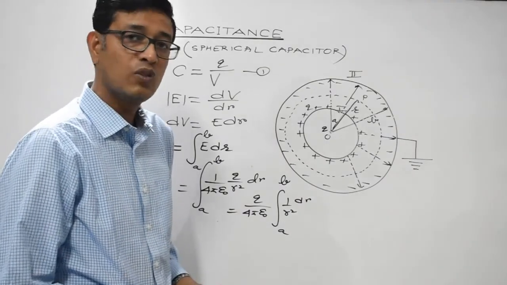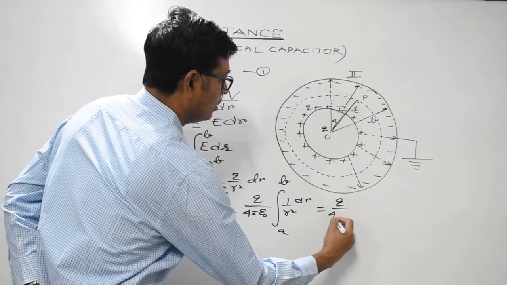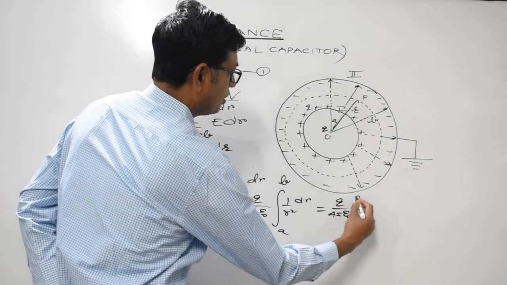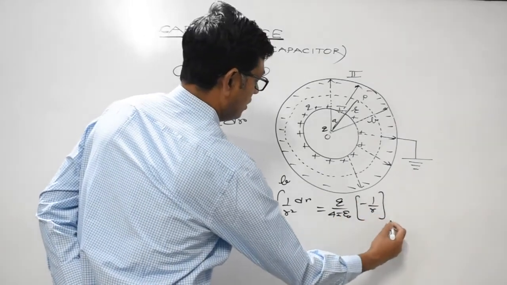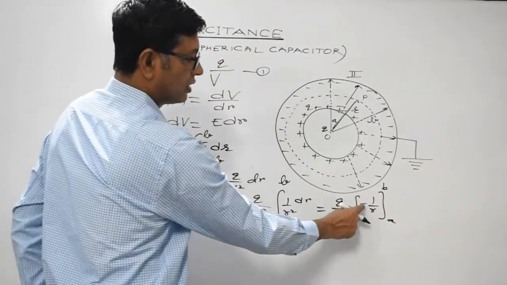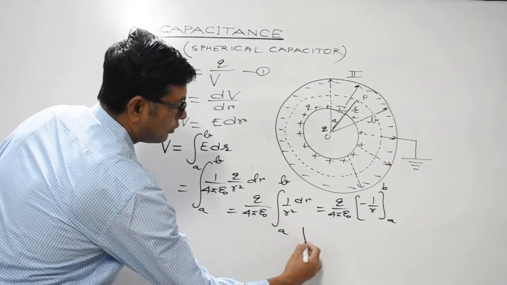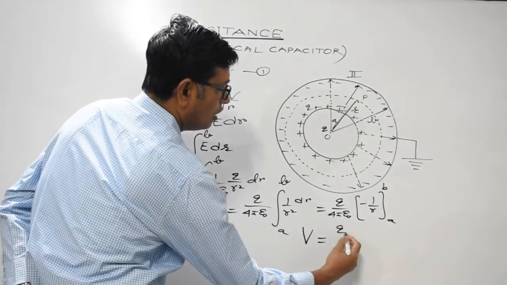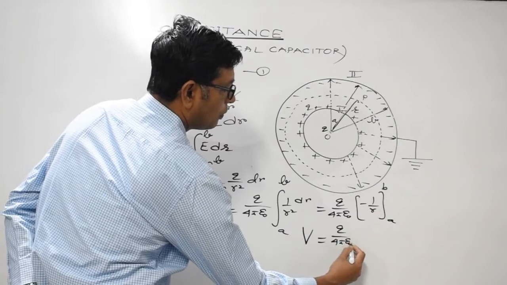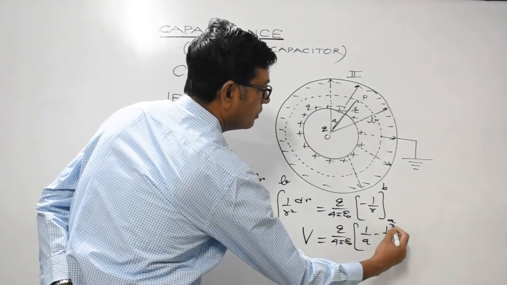Integration of 1 by R square is minus 1 by R. So what we get is Q over 4 pi epsilon, minus 1 by R, upper limit minus lower limit. In order to compensate for this negative sign, I will interchange the terms. So what I get is potential, it is equal to Q over 4 pi epsilon, 1 by A minus 1 by B.